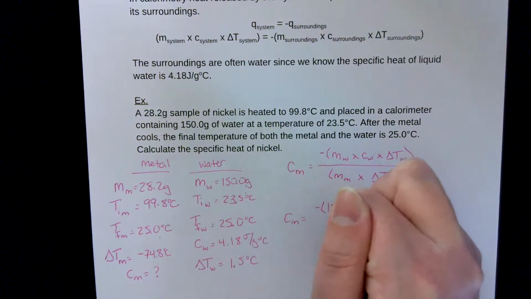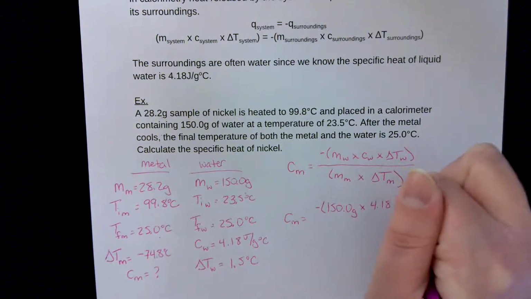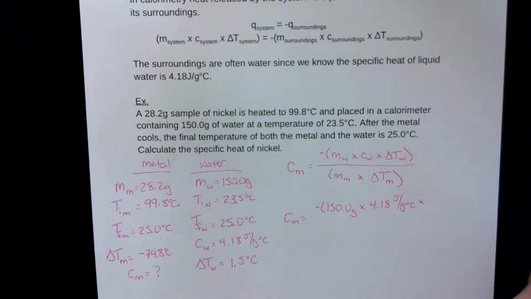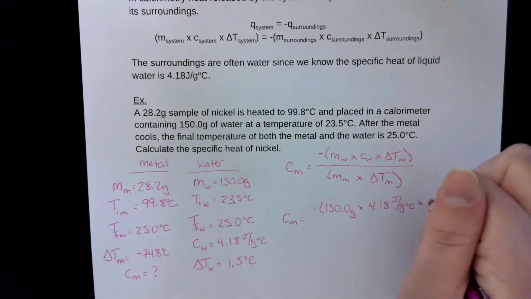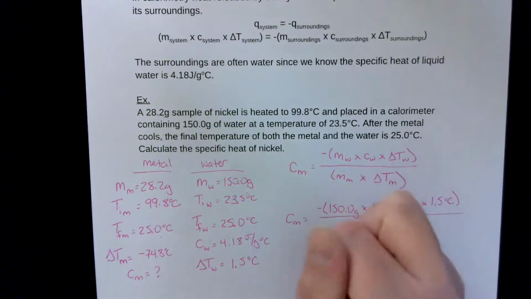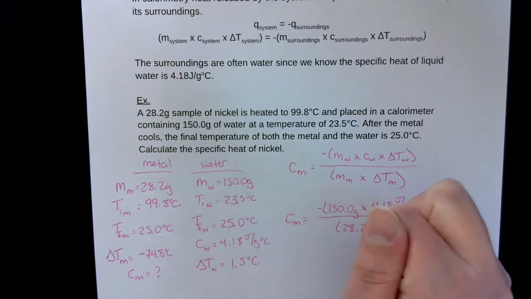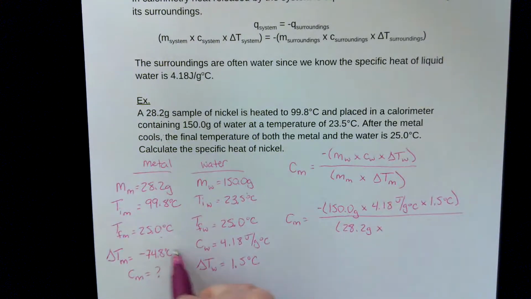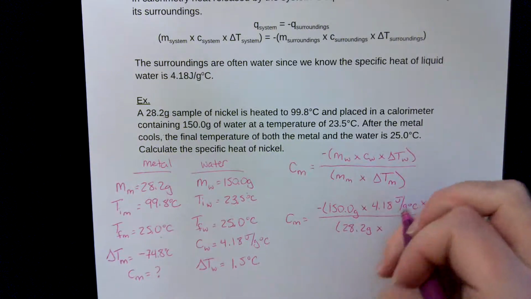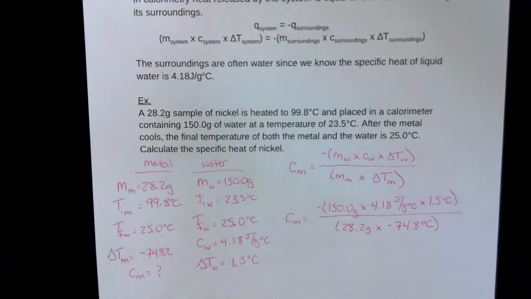So the mass of the water was given as 150.0 grams times the specific heat of the water, 4.18 joules per gram degree Celsius, times our delta T of the water, which we found to be 1.5 degrees Celsius. I'm going to divide all of that by the mass of the metal, 28.2 grams, times the delta T of the metal, negative 74.8 degrees Celsius.